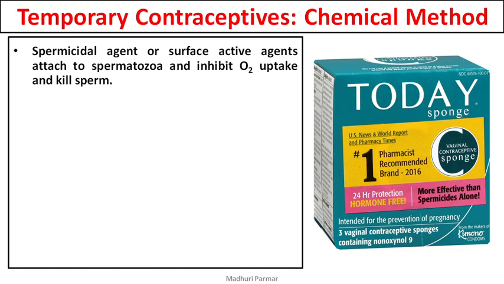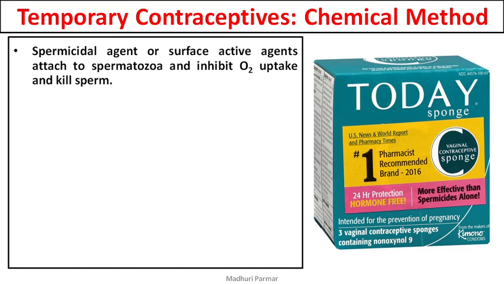In temporary contraceptives also there are different methods. We will discuss the first method, which is the chemical method. In the chemical method, there are different spermicidal agents like spermicide. Spermicide means death of sperms, like homicide is murder. Homi comes from the term man, so if you kill a man, it is known as homicide. So side means killing or death. In the same way, in spermicide, side means to kill.